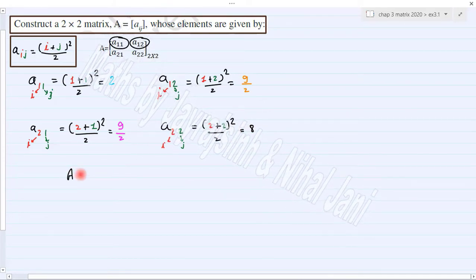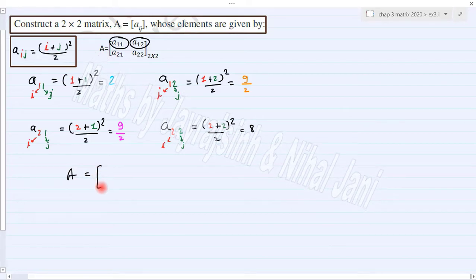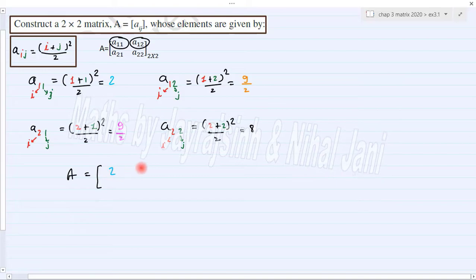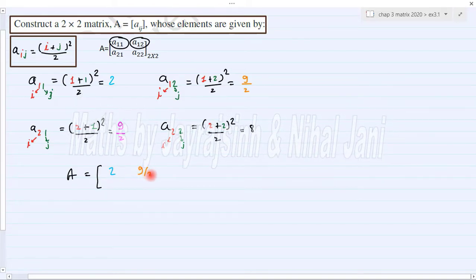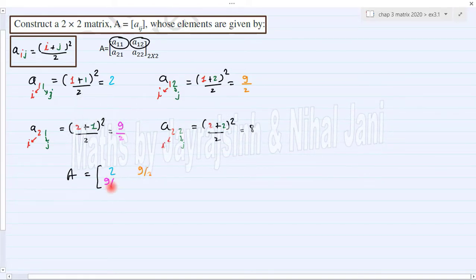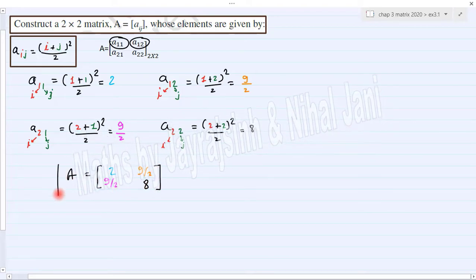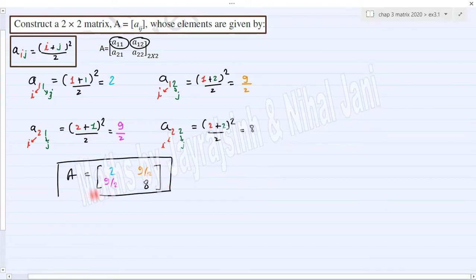So we are ready to find our matrix. Just place the values. Your a11 is 2, your a12 is 9 by 2, a21 is also 9 by 2, and your a22 is 8. So this is your required matrix.